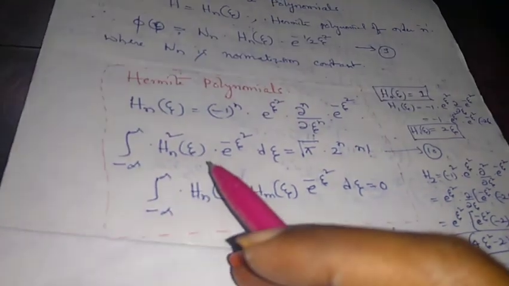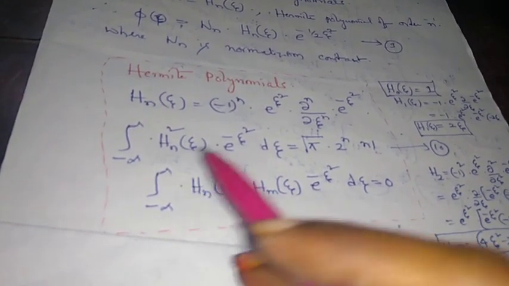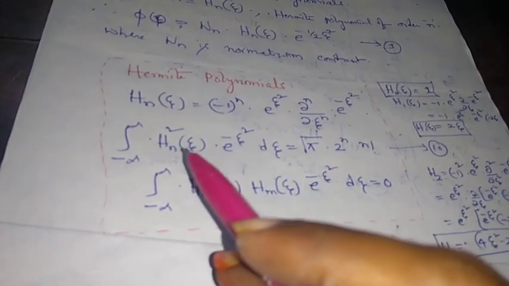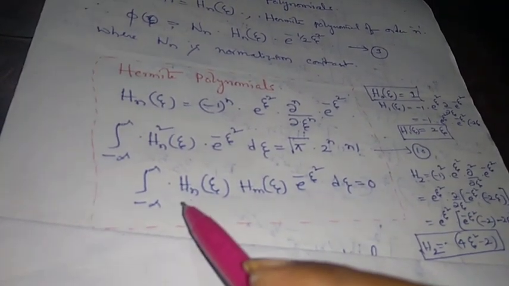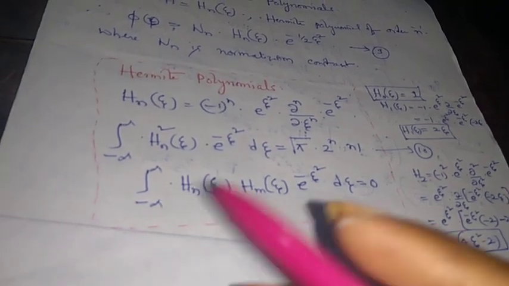These polynomials also have a normalization condition through this integral, and we may call this equation number 10 because we'll use this in the future. And they are also orthogonal to each other. That means if you take two different Hermite polynomials, the integral will be 0.